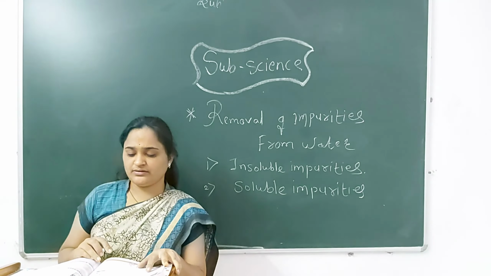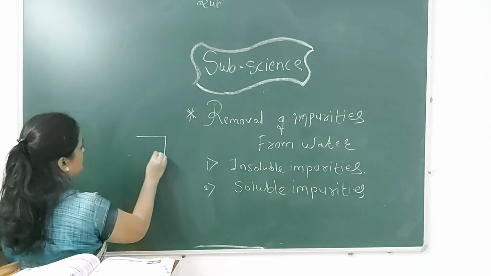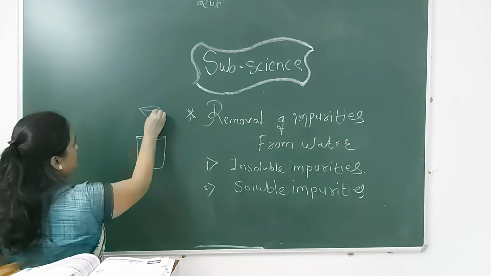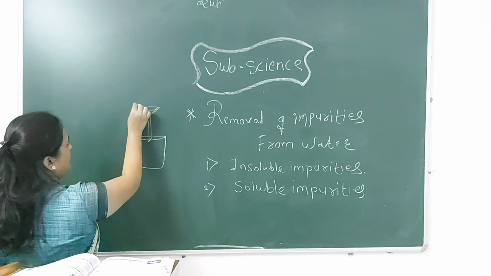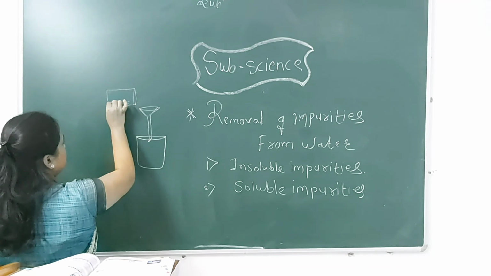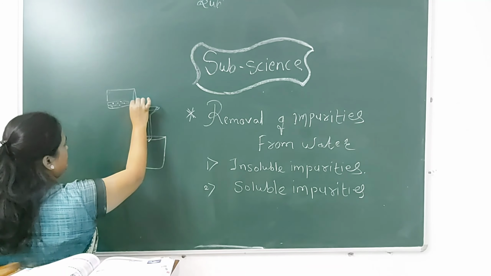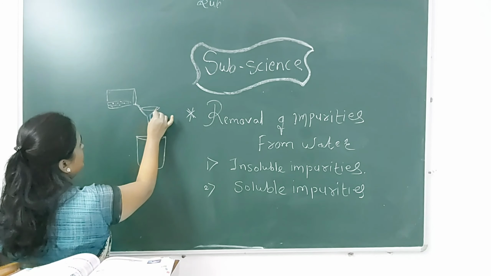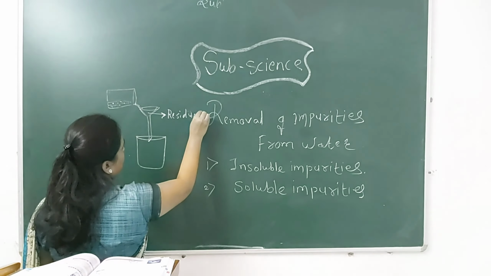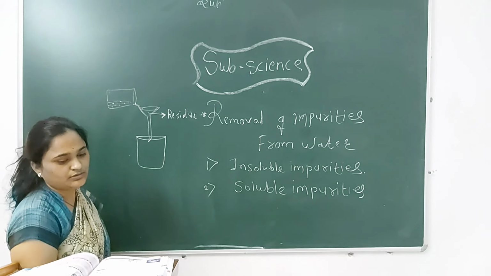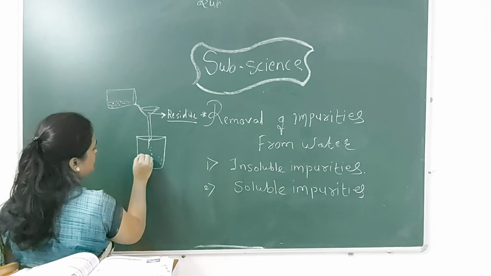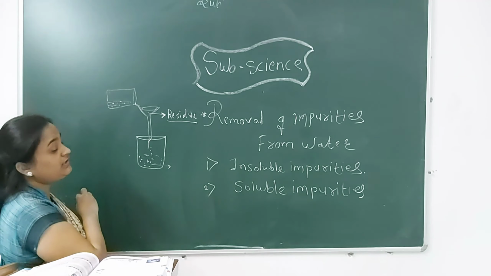I have already drawn that. This is the funnel, this is the beaker. In that funnel we use the filter paper, and when we pour any impure water in it, small sand particles are collected here as the residue. What is called a residue? And the liquid present here is clear liquid. It is called the filtrate.